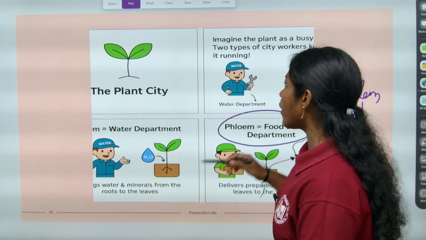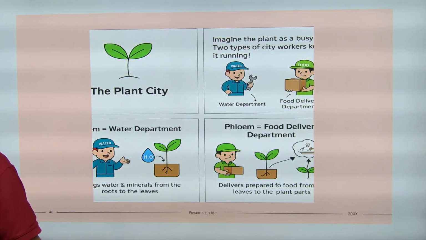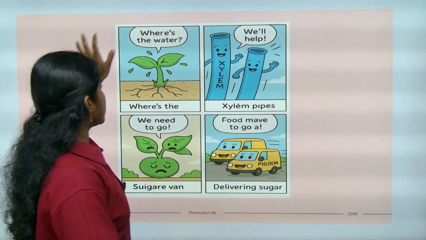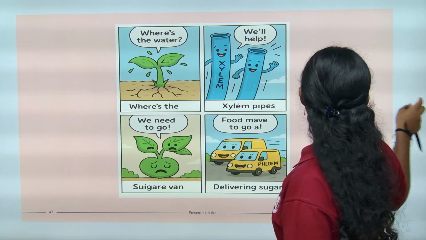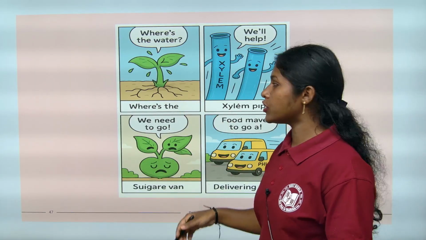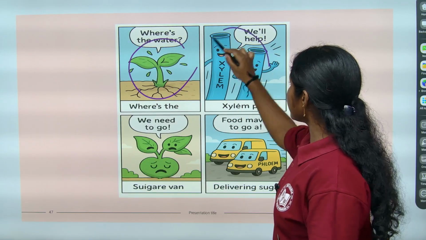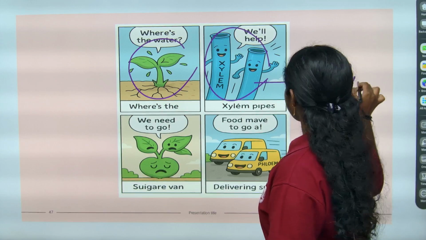So, do you get my point? So, let us see here. Here the plant is asking, where is my water, right? Which tissues will come here? By the help of which tissue will all the water be transported to all parts of the body? By the xylem tissues. So here we can see the xylem tissues, right?